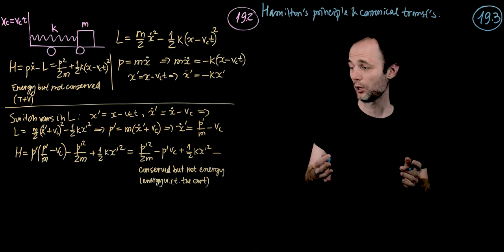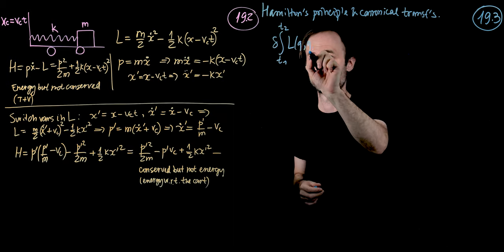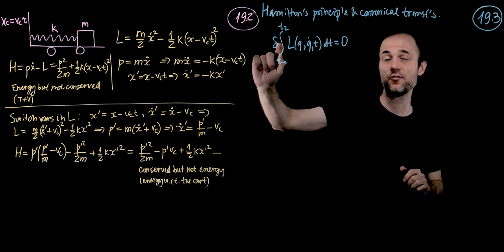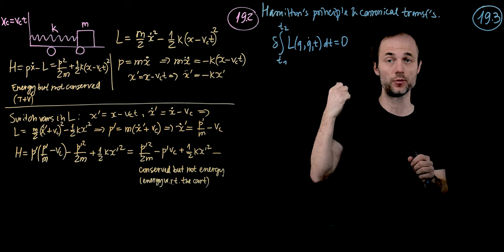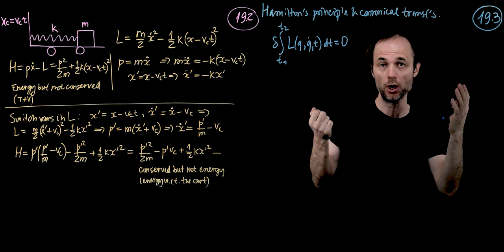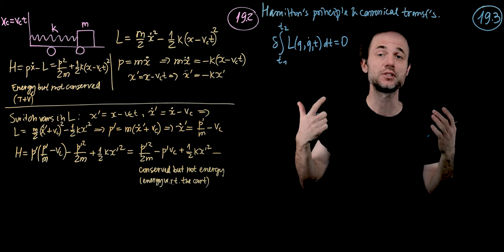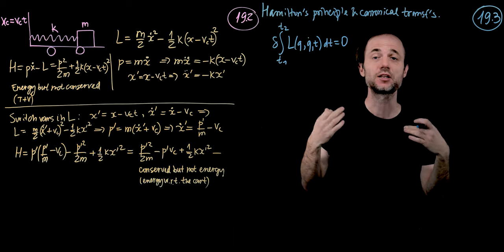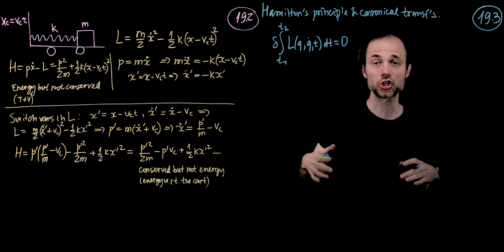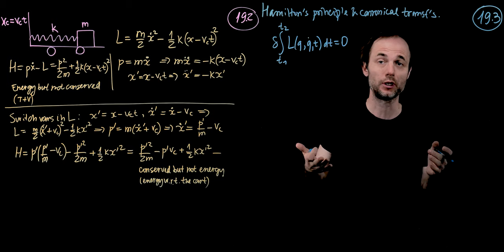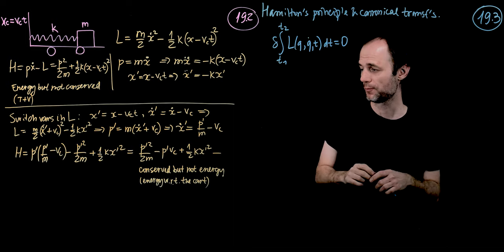So let's recall the principle of least action, or Hamilton's principle. The variation of action, which is the integral from t1 to t2, from the beginning point to the ending point of our path, of the Lagrangian over time, is going to be zero. That is, our path is critical in terms of action. It either minimizes action, maximizes action, or is another critical point, like an inflection point in our action integral.